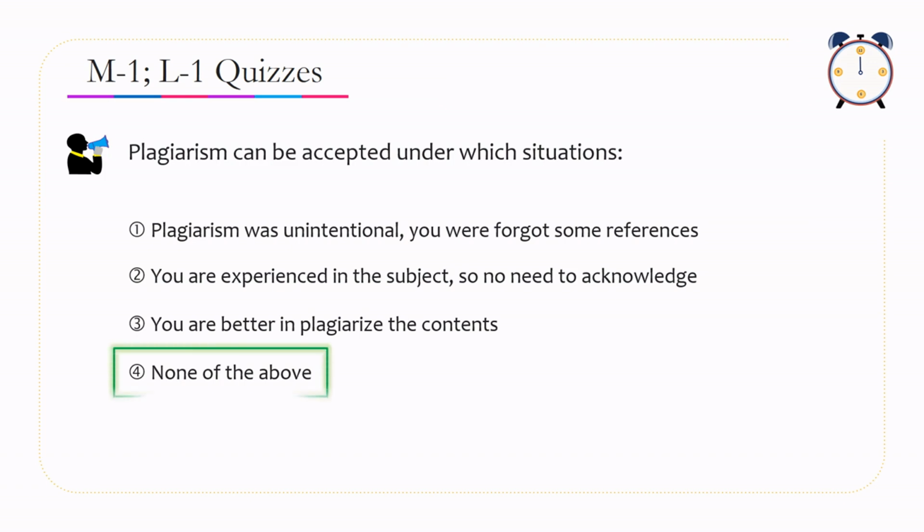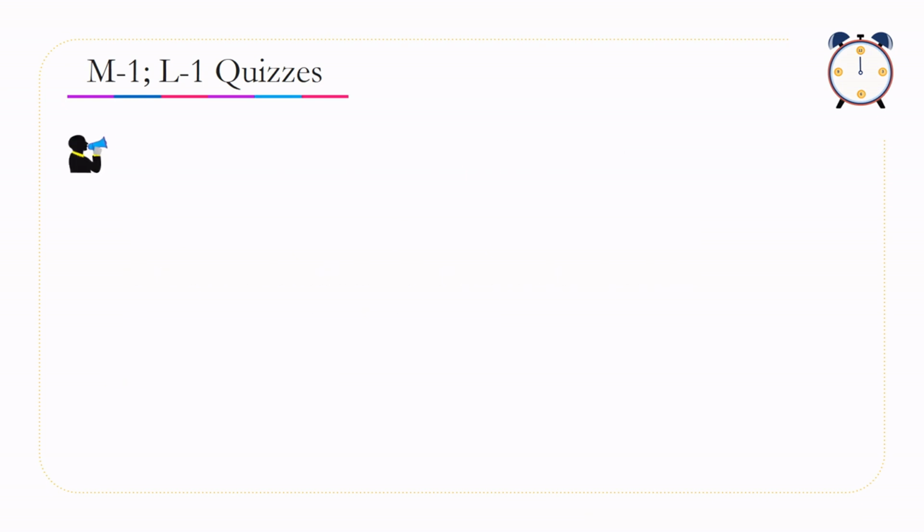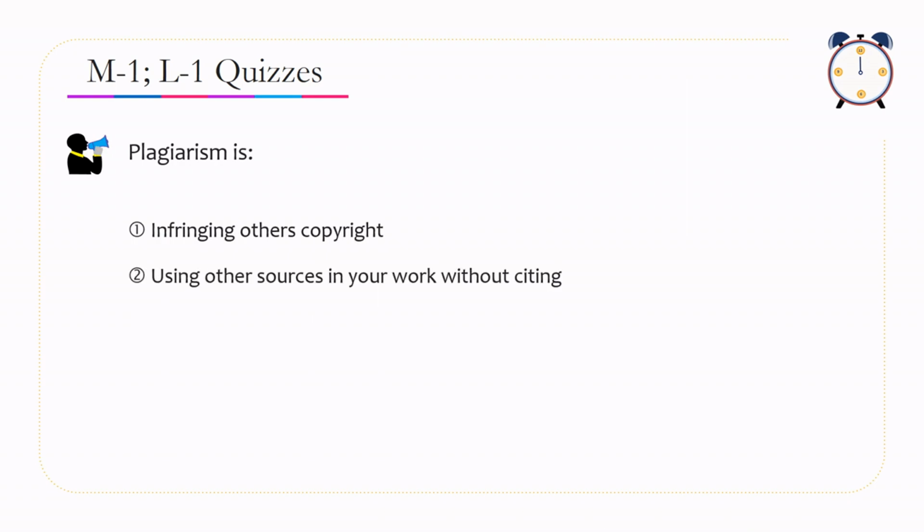Option 4 is right. Whatever the situation may be, plagiarism is unacceptable. Next question. Plagiarism is: the options are 1. Infringing others' copyright. 2. Using other sources in your work without citing. 3. All of the above. Your time starts now. Which one is right?